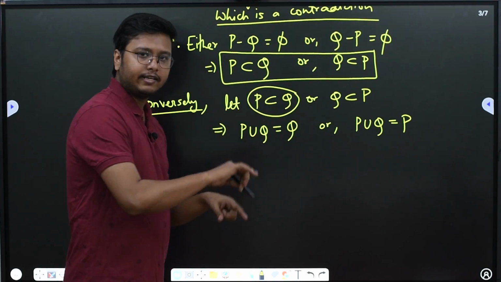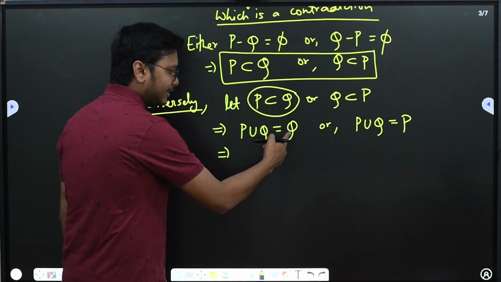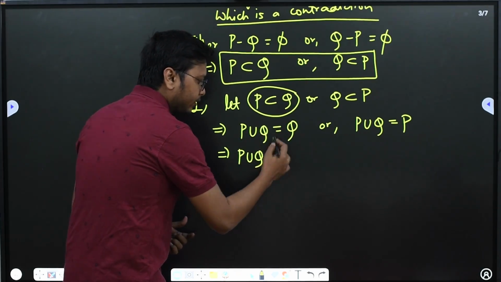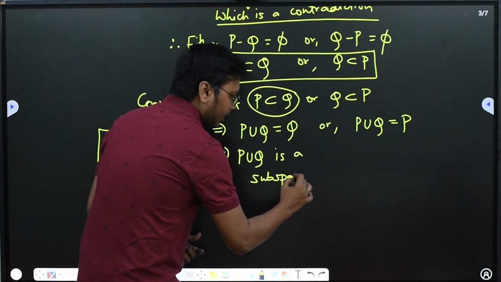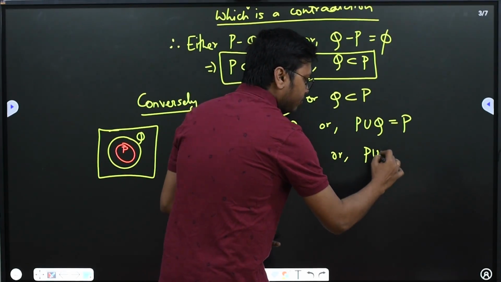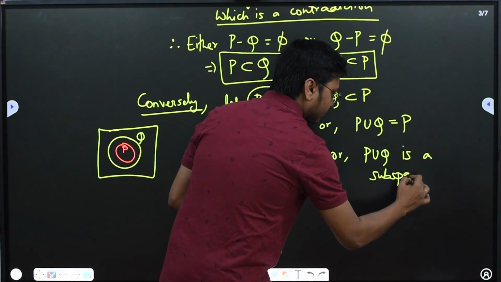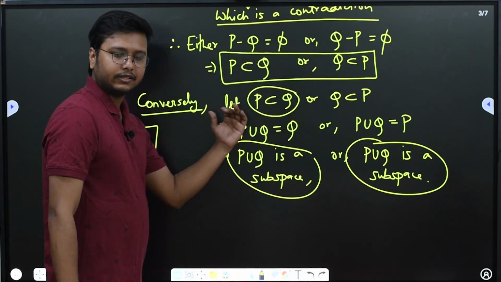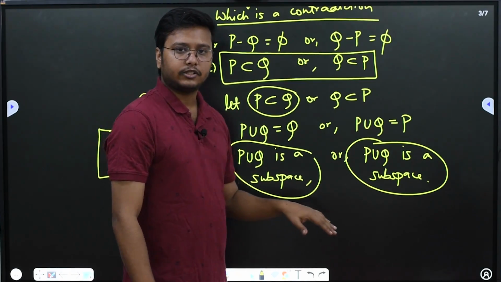And it is already given to us that P and Q are both subspaces. So that means in this case, since Q is a subspace, and that is equal to the P union Q, so the P union Q is a subspace. And in the other part, since P is a subspace, so P union Q is again a subspace. So in either of the cases, we are getting that P union Q is forming a subspace in either of the things that is happening. So this becomes the converse part of the theorem.